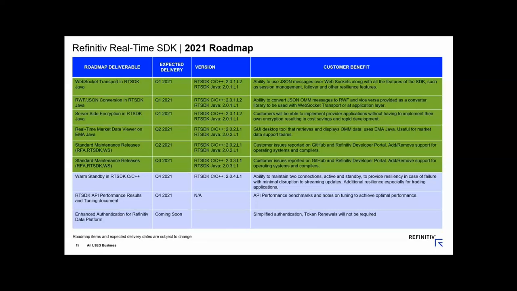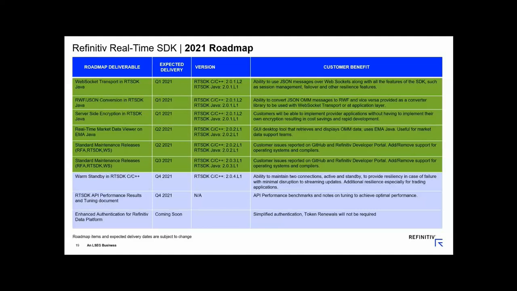Then we made 2 standard maintenance releases, which essentially addressed customer issues reported on GitHub and the developer portal. As part of these, we added and removed compilers and operating systems. Product change notifications for these additions and removals go out 6 months before. So in Q4, which is a very interesting quarter, there are a couple of very interesting things that we will be doing.